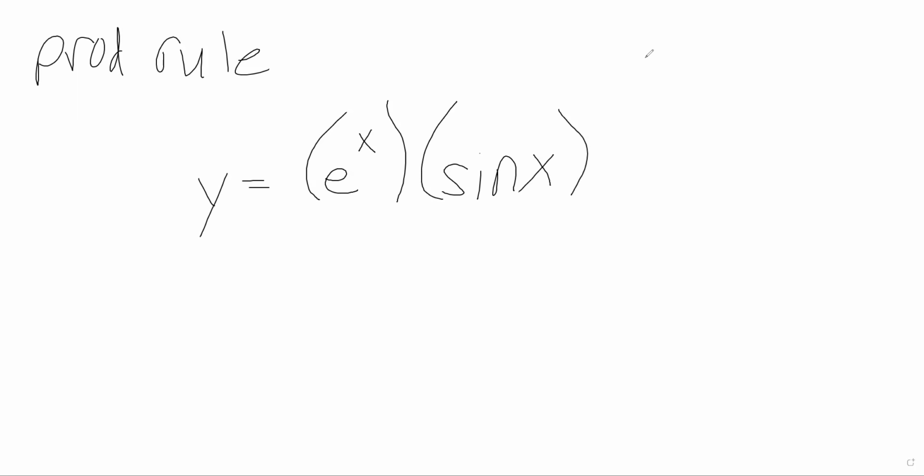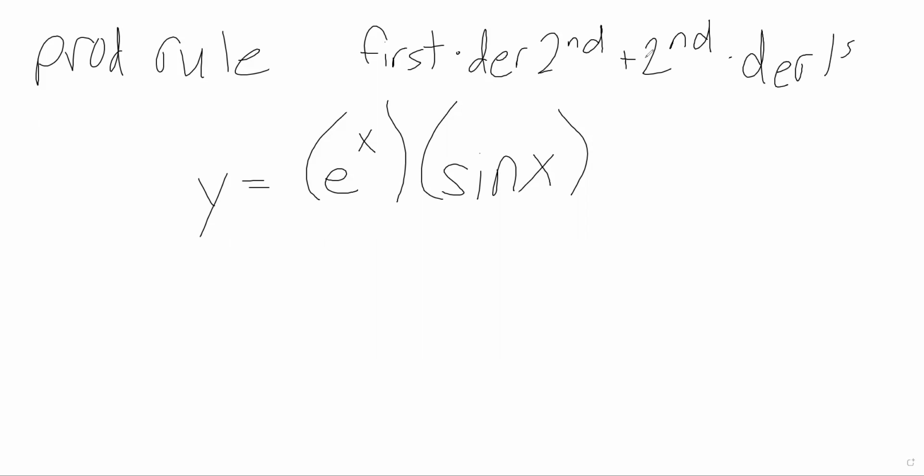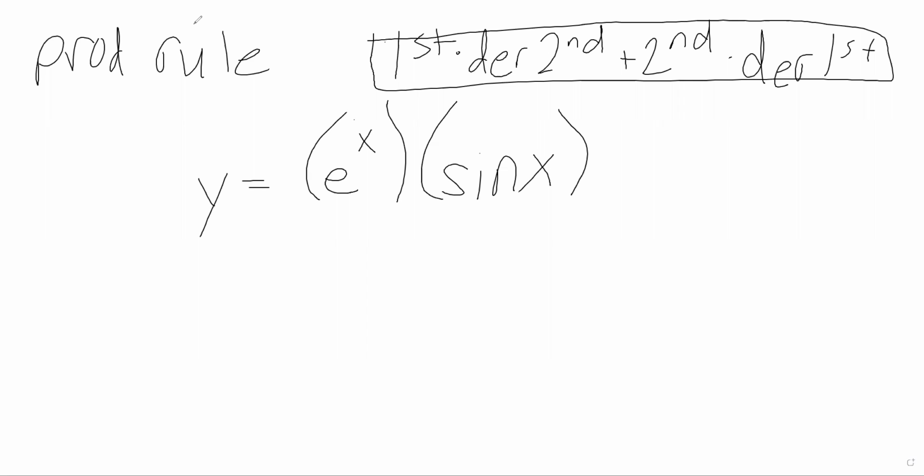The rule for the product rule is going to be first times the derivative of the second, plus the second times the derivative of the first. I don't know why I wrote the first one out and I didn't write the other ones. It's going to bother me, so I'm just going to change that first. So that is the general rule for the product rule. Write that down, memorize it, do whatever you need to do. So anytime you see two things being multiplied by each other, immediately think product rule.